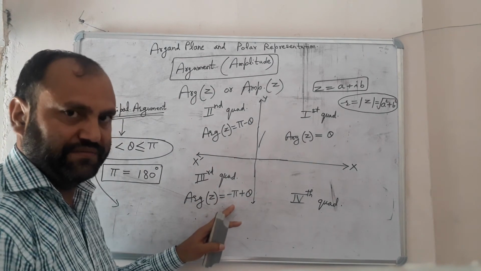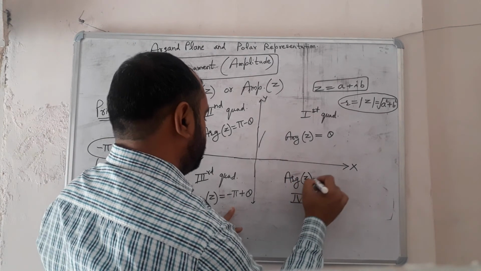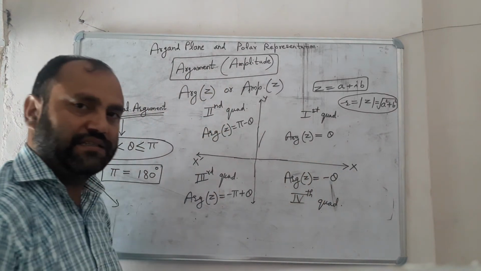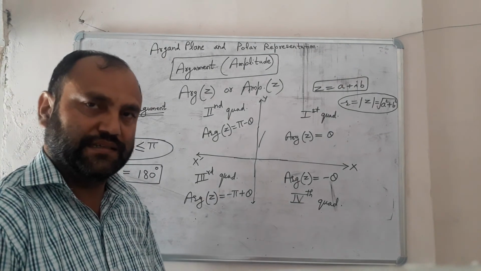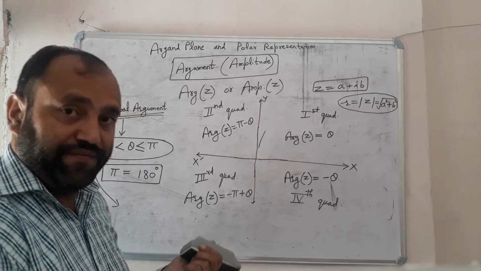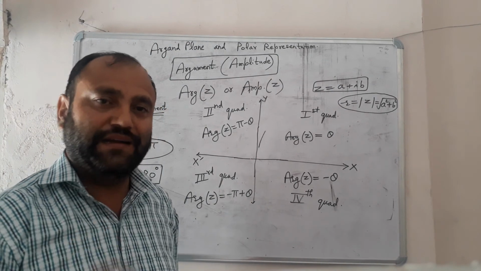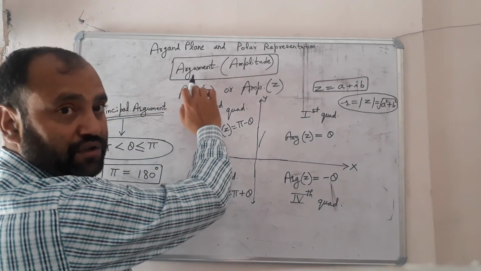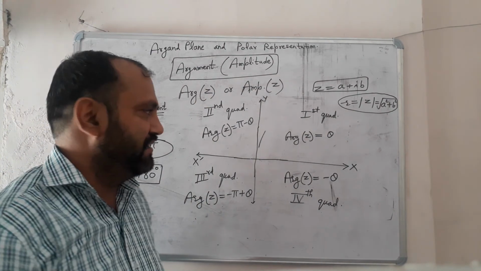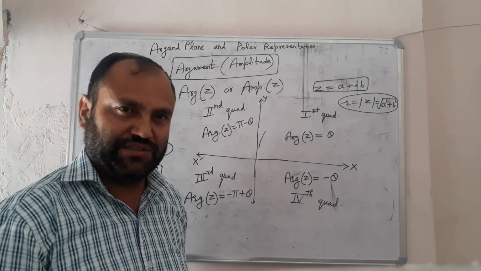You have to remember these values. And in the fourth quadrant, the argument is minus theta. So you should know that if you want to find the argument of a complex number, first of all you check in which quadrant that complex number lies.